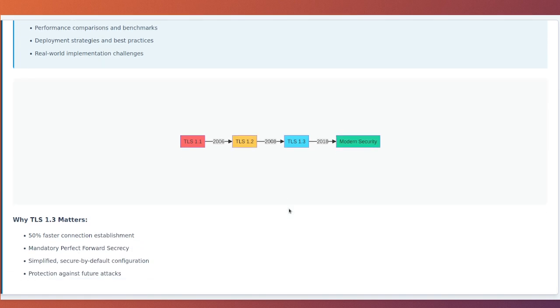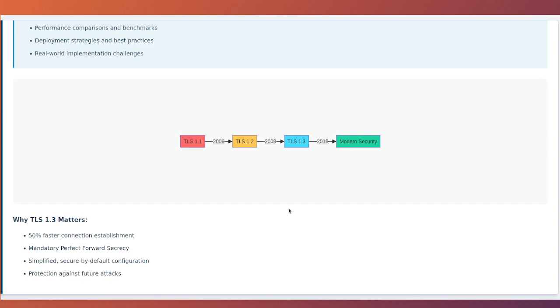In this presentation, I'll walk you through the major improvements that TLS 1.3 brings to the table, why organizations are migrating from older versions, and what practical implications these changes have for your cloud deployments. We'll look at real-world scenarios, performance improvements, and security enhancements that make TLS 1.3 a game-changer in the world of secure communications. Let me start by giving you an overview of where we've come from and where we're heading with TLS.